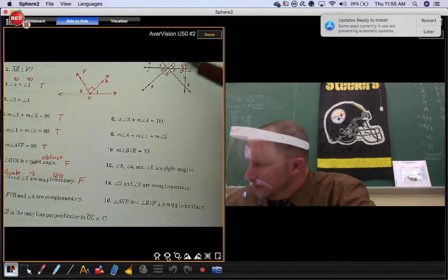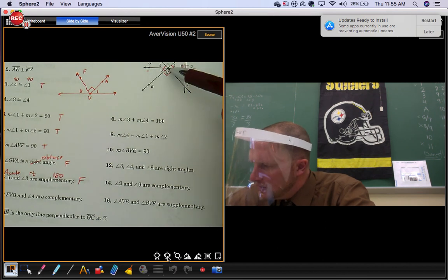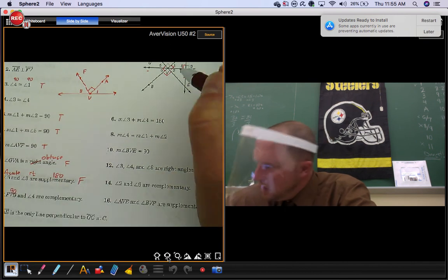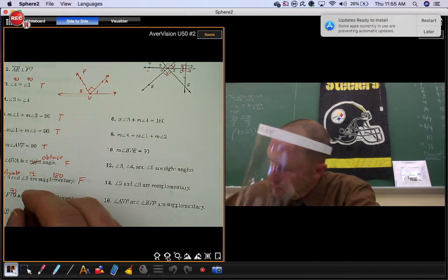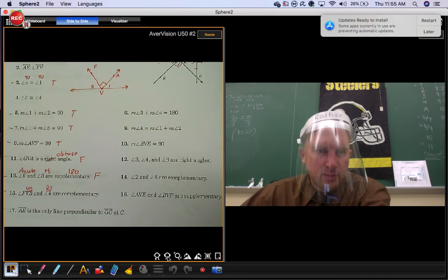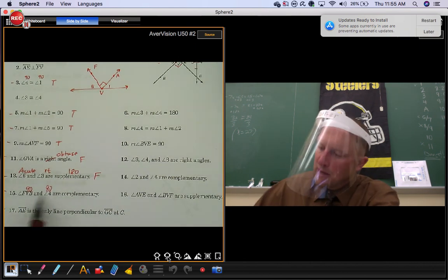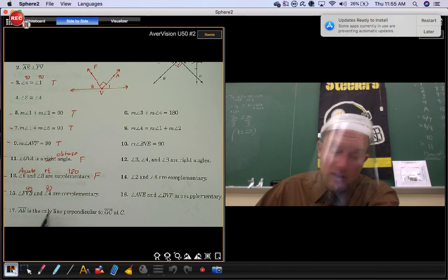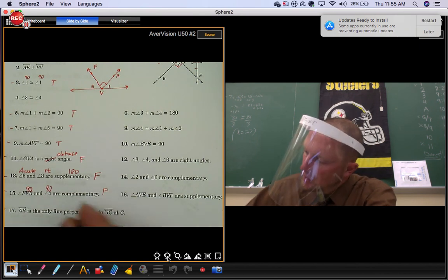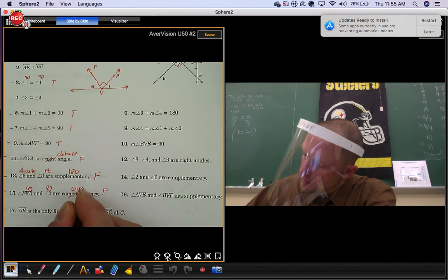Number 15, angle FVB. That's this angle. It's a right angle. And angle 4, which is a right angle, are they complementary? Complementary angles together add to 90. Together, these ones add to 180. So this is false. If you said supplementary, it would be true.